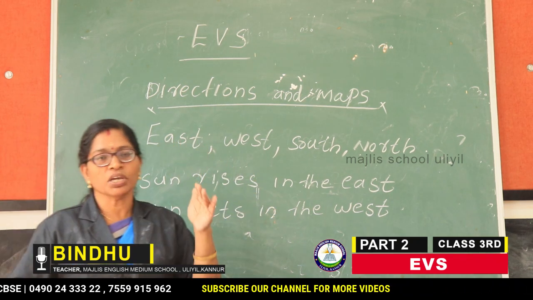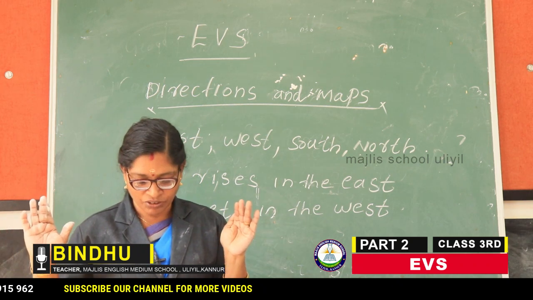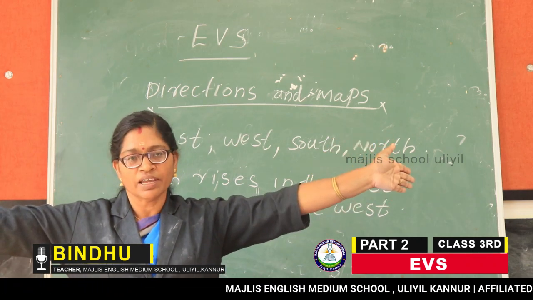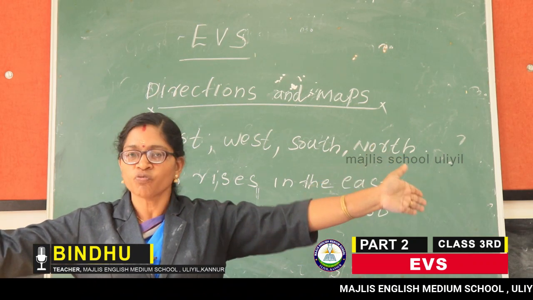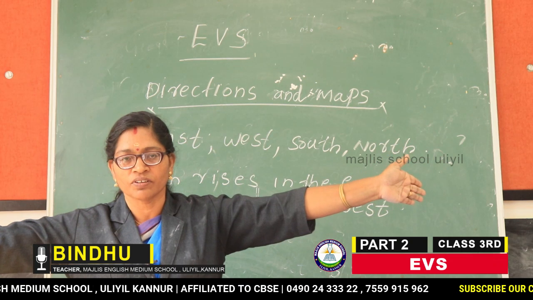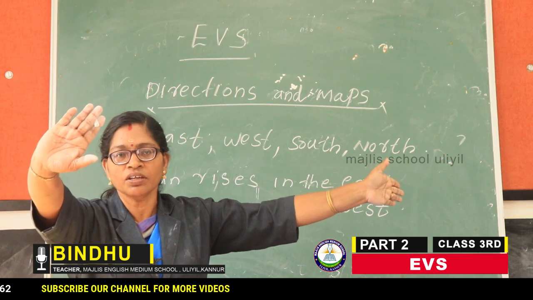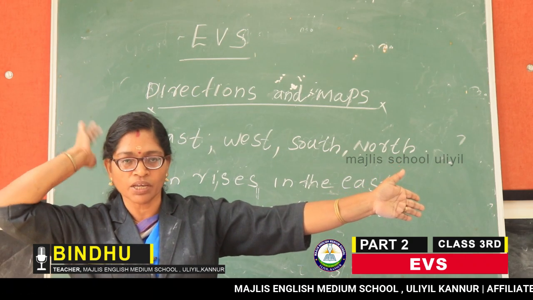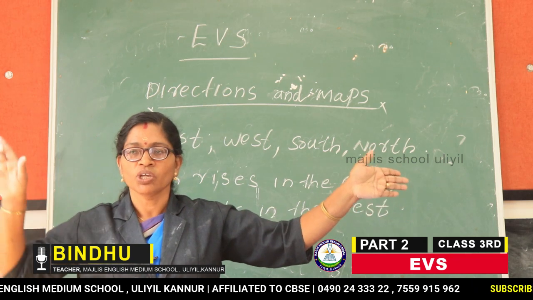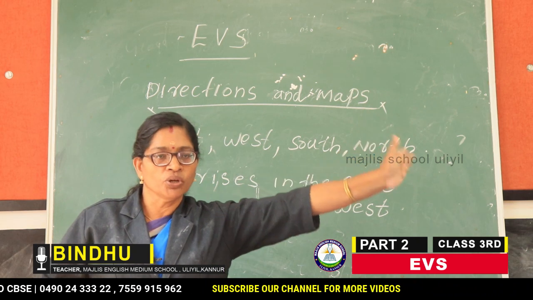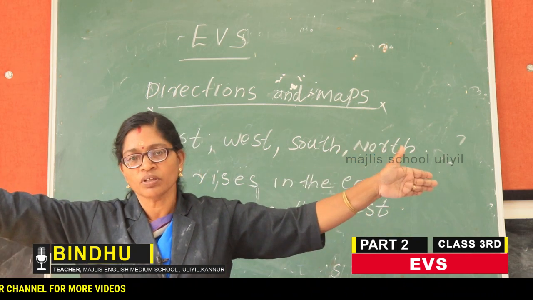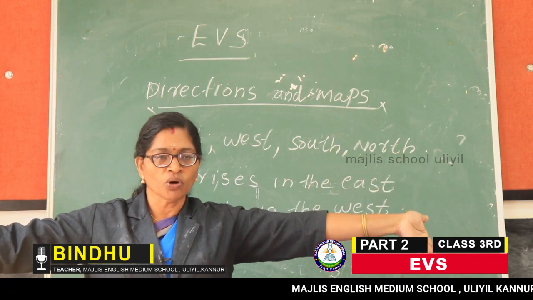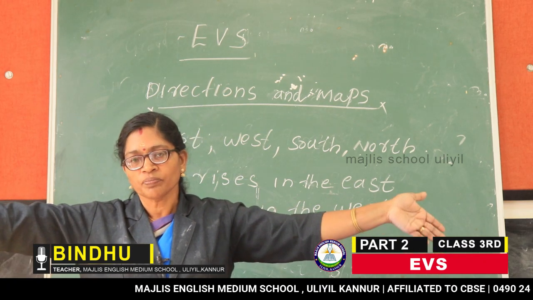How can you identify the 4 directions? I will give an example. If you stand facing the rising sun like this, then your front side is the east. Your back is the west. Then your left side is north and your right side is south.